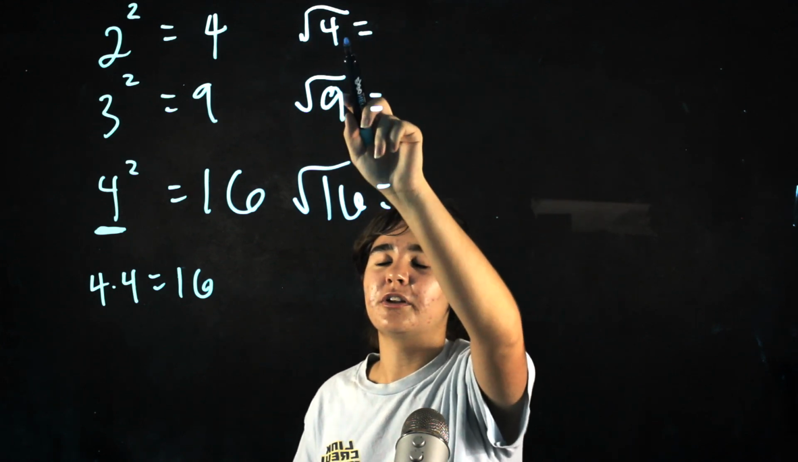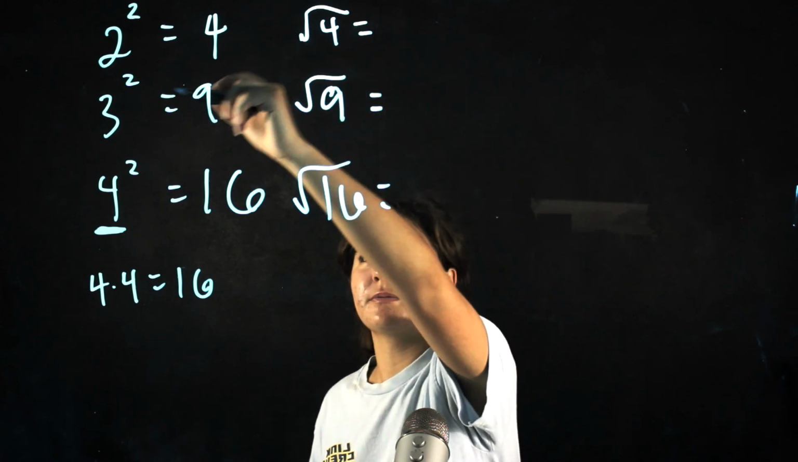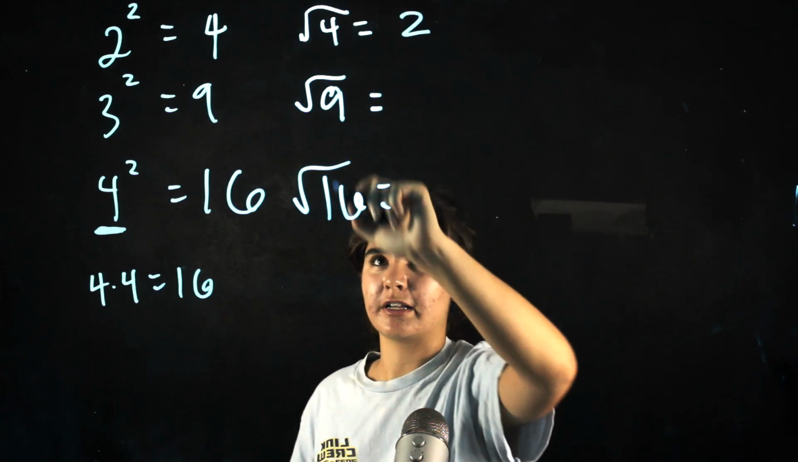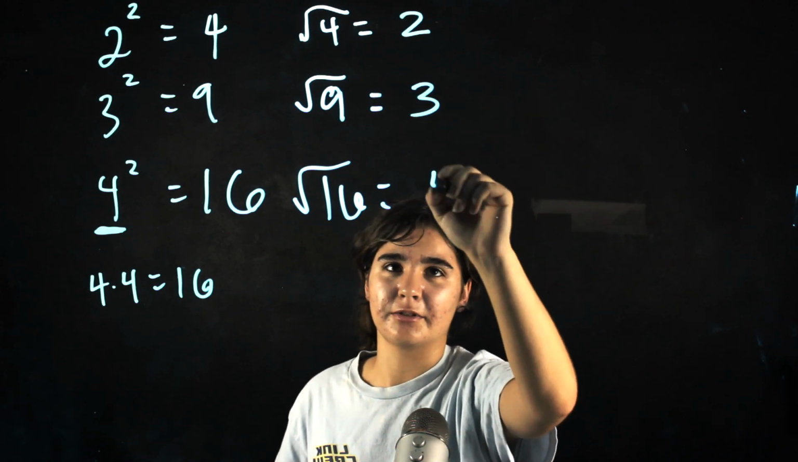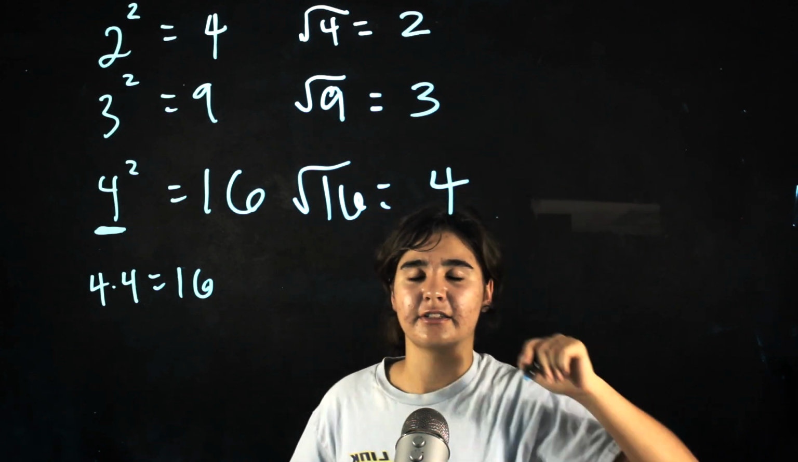This is asking what number multiplies by itself to get us to 4. Well, we know it's 2. What number multiplies by itself to get us to 9? We know 3 times 3 is 9. And the same thing with 4 times 4 is 16.